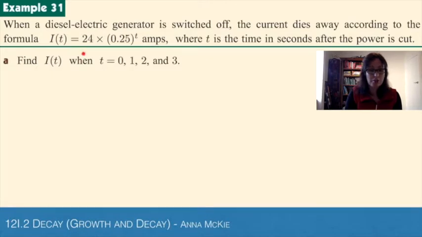And what's our original? Well, that's one of the ones that we're about to work out here. So for I of 0, you substitute in 0 where you see t. Let's do that.